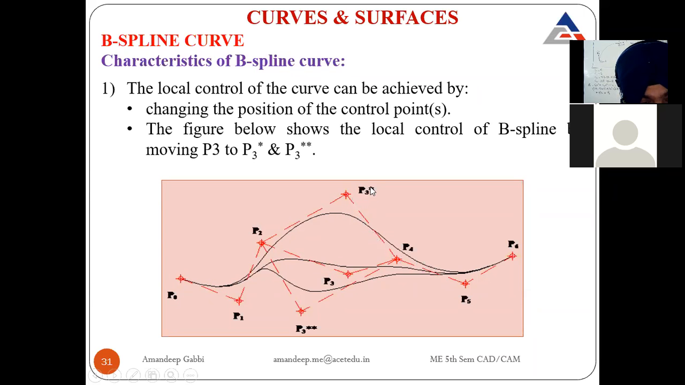And similarly, if you take that point, instead of moving towards the upper side, you move the point to the lower side. Suppose the point, instead of moving up, moves to P3 double dash or P3 double star. Now the curve which was moving from this to this will move like this. This is localized control of the shape of the curve.